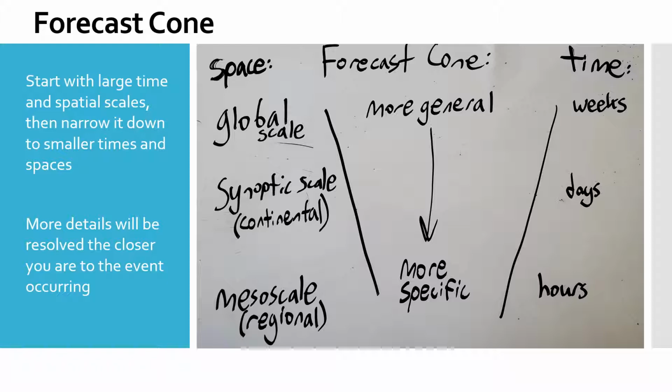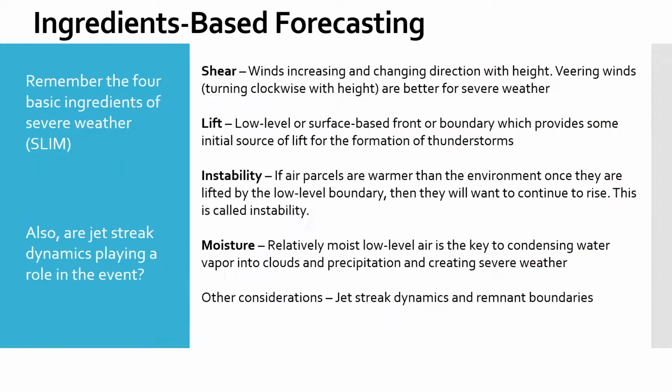Recall the forecast cone, which gets its shape from going from broader, more general time and spatial scales to more detailed, smaller time and spatial scales as we get closer to the event. More details will be resolved, giving us more information about how, when, and where severe weather will occur.